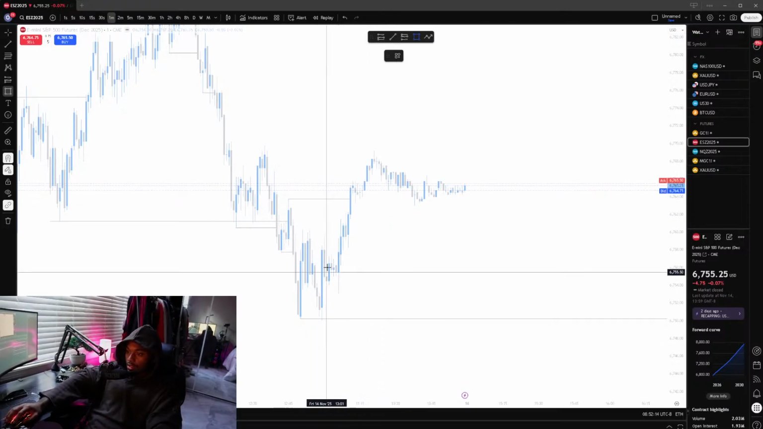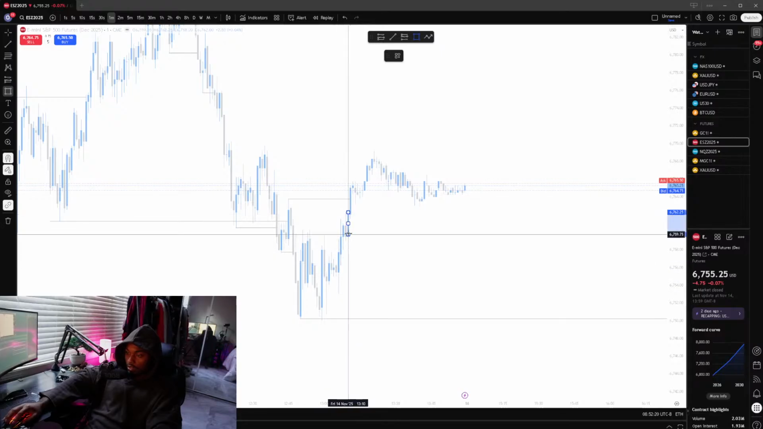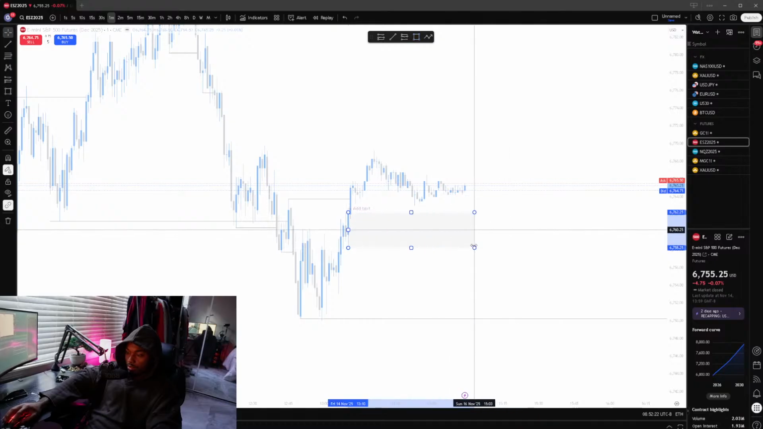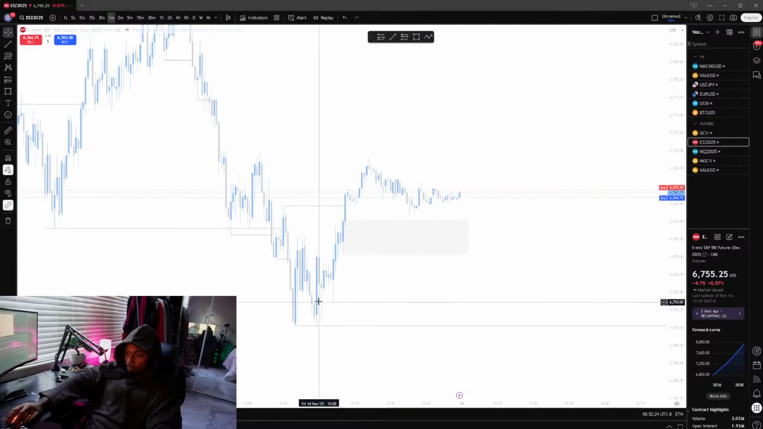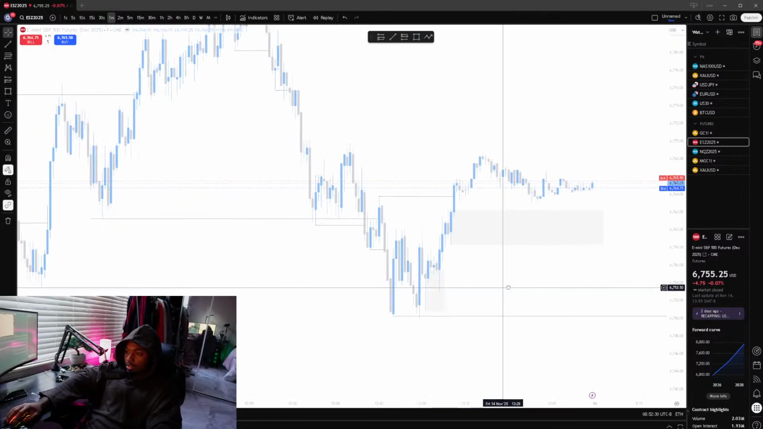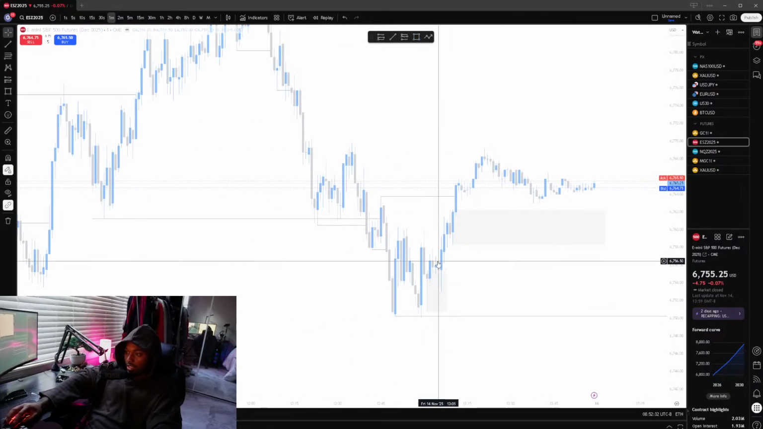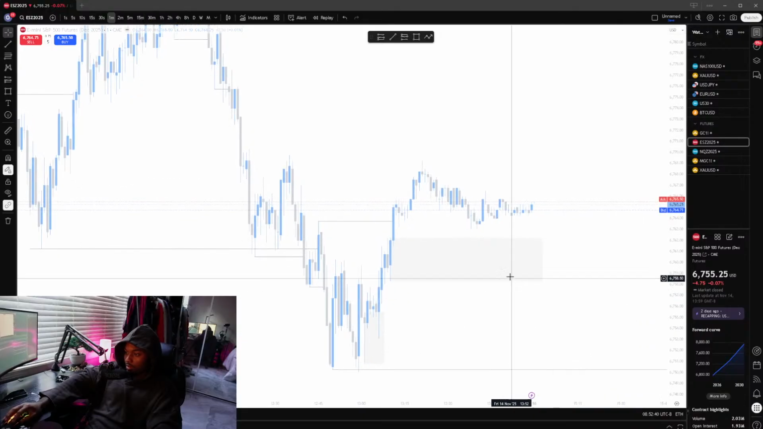All right. So where's our zone? Zone here. Tap. Tap. Mitigated. Okay. So here, beautiful unmitigated zone. We followed the mitigations from this S&D, but price mitigated all these areas. So we just got to keep following. So this is mitigated. So this candle mitigated, that candle mitigated, that candle mitigated that. This is our unmitigated candle. Here we go.